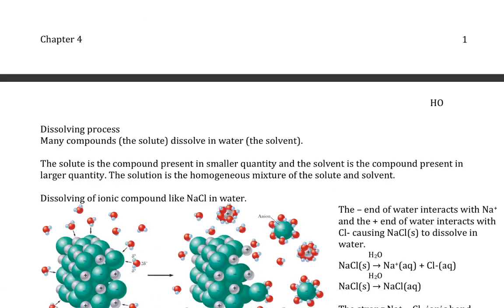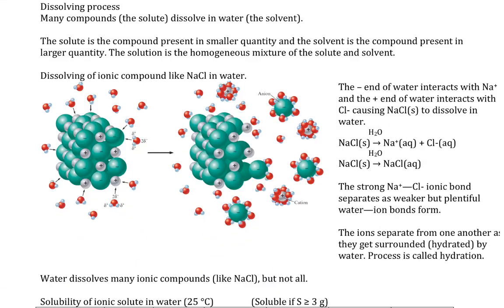The dissolving process. Many compounds dissolve in water. The solute, as we call it, the one dissolving in the water, the solute is the compound present in smaller quantity, and the solvent is the compound present in the larger quantity. So imagine we're dissolving a little bit of sodium chloride in water. So the water is the main one there, it's the solvent. The sodium chloride is the solute. The solution is the homogeneous mixture of the solute and the solvent.